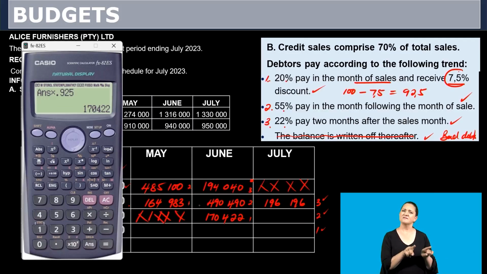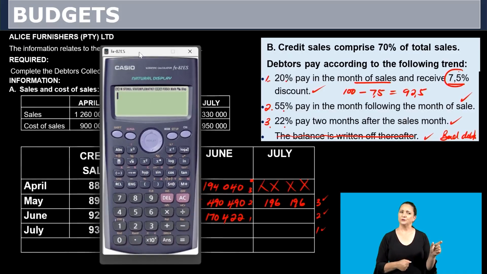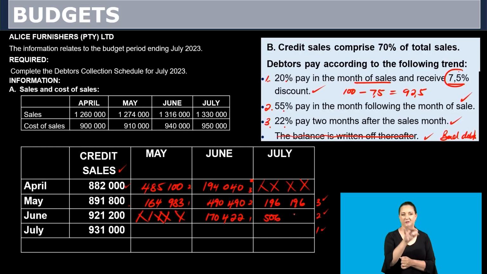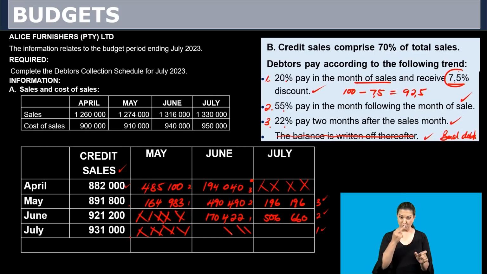I'll use the same amount, which is my 921,200. And then I'm going to get number 2. Number 2 is 55%, multiply by 55%. That's 506,660. Then I come to the last one now. If I sell in July, I cannot collect in May, so there's nothing here. If I sell in July, I cannot collect in June, so there's nothing here. If I sell in July, I can collect in July 20%.